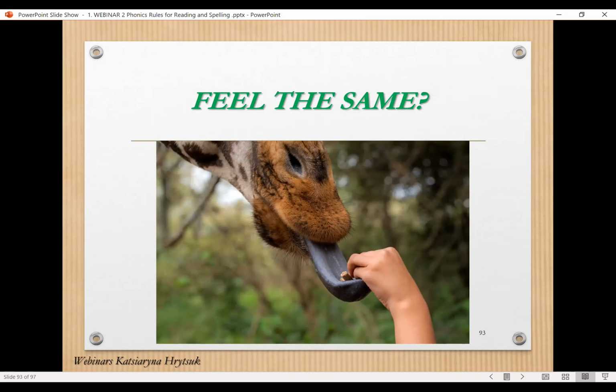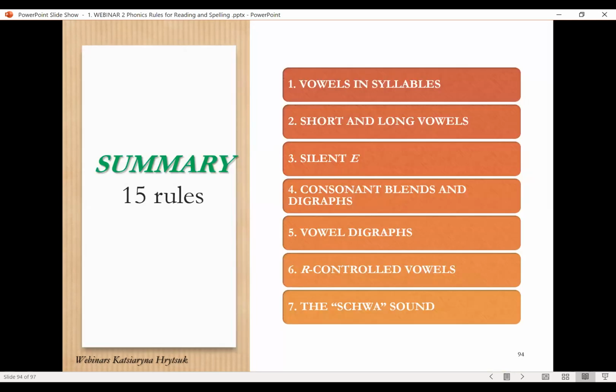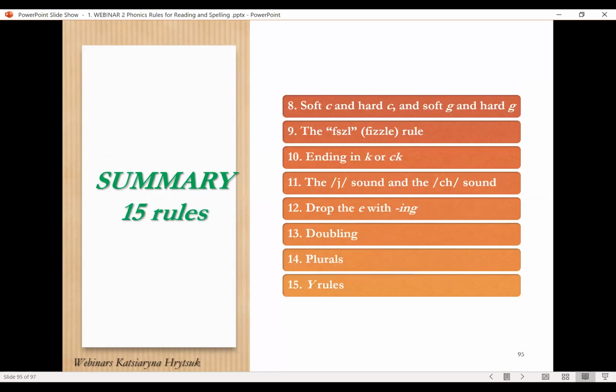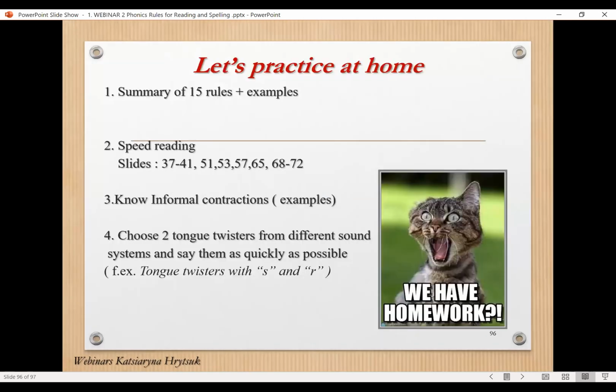So that is what we learned today. I hope it really helped you, because we made this summary with 15 rules. We practiced these 15 rules, so you need to know them for next time, okay? And at home, you need to tell me this summary of 15 rules with examples. Then you have speed reading. It means you have to read these slides fast again. Don't worry, I will send you the link, you will have everything.